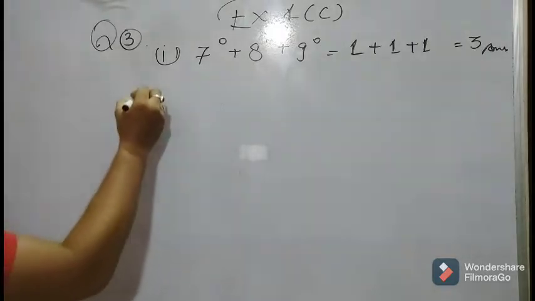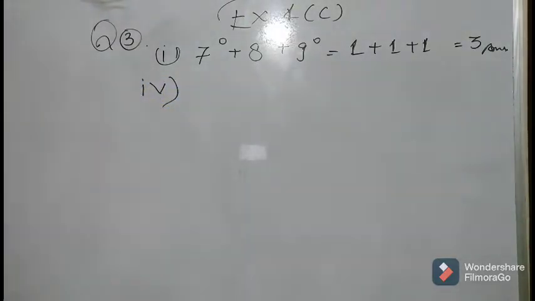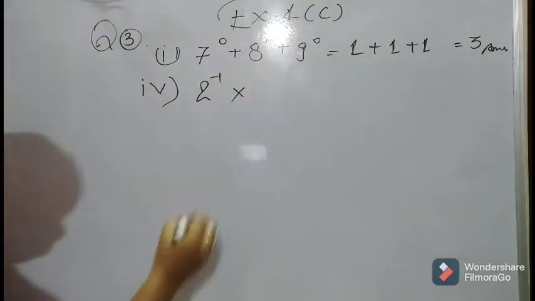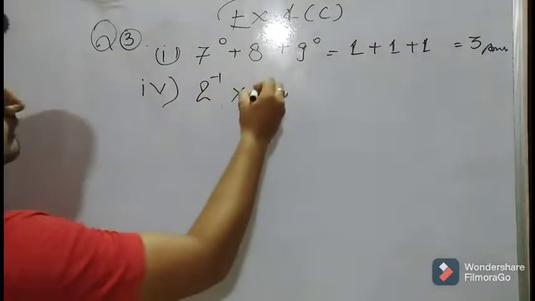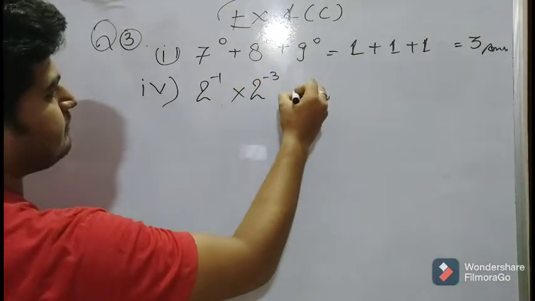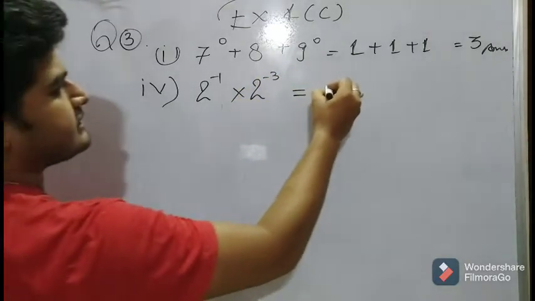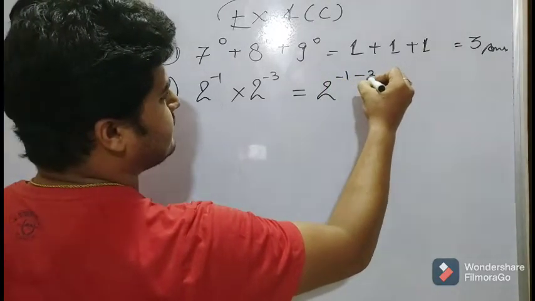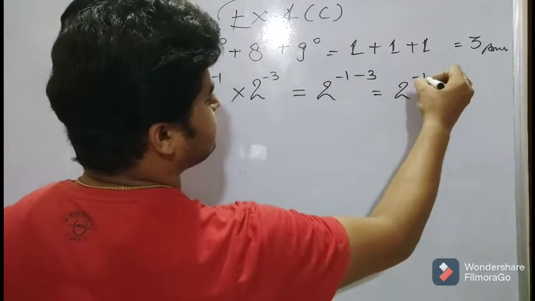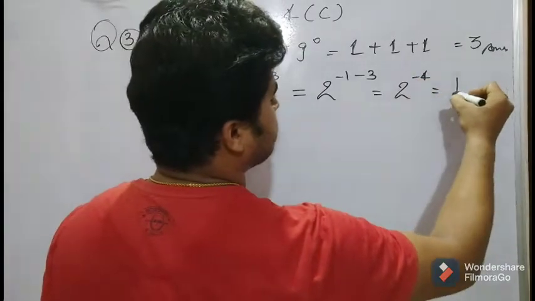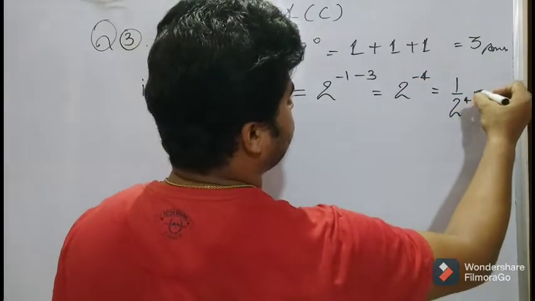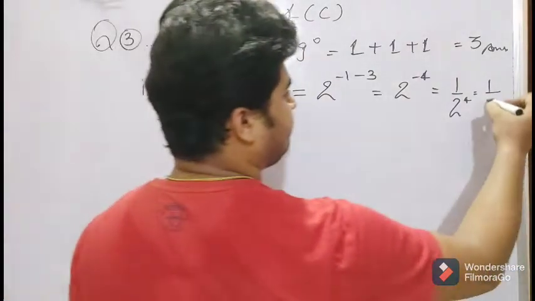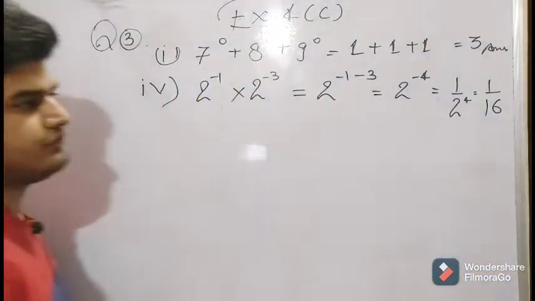Then the fourth part. In the fourth part it is saying 2 raised to the power minus 1 into 2 raised to the power minus 3. So when the base is the same, in multiplication the powers get added. So minus 1 plus minus 3, that is minus 4. So 2 to the power minus 4 can be written as 1 upon 2 to the power 4, and 2 to the power 4 is 2, 4, 8, 16. So 1 upon 16 will be the answer.